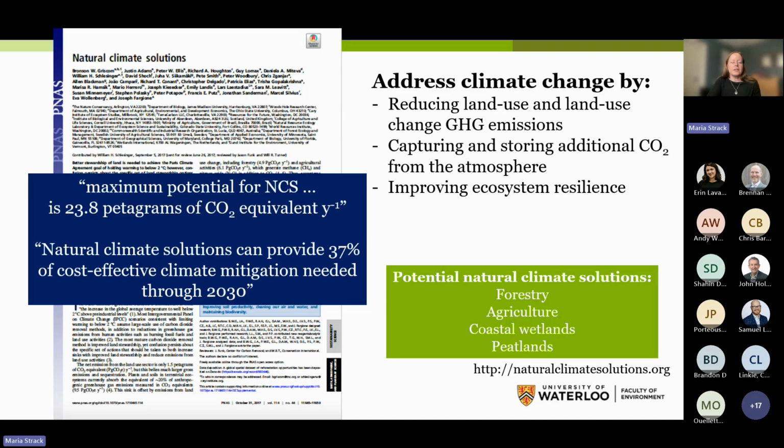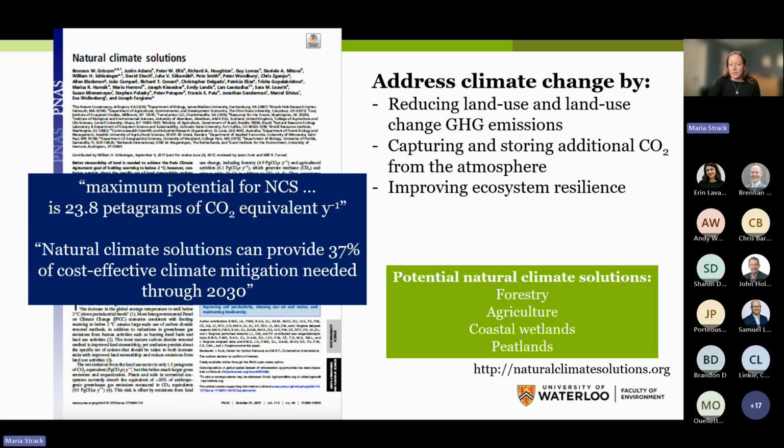And so close to 10 years ago now, researchers around the world got together to try to calculate what is the potential of nature in climate action and to reduce greenhouse gas emissions. And that's the paper I'm showing here. And they determined that the maximum potential for natural climate solutions in 2030 was about 24 petagrams, or petagrams the same as billion tons, gigatons of carbon dioxide equivalents per year.